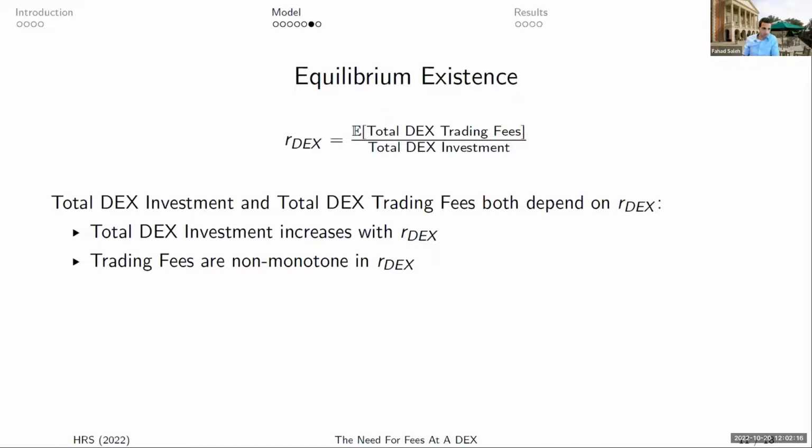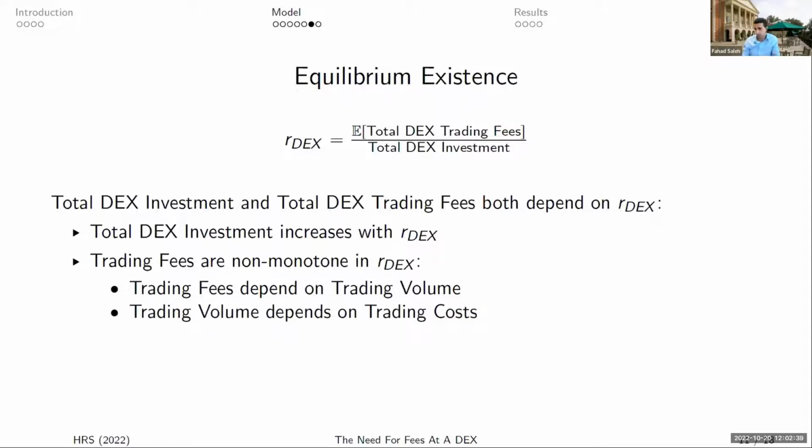The relationship for trading fees in terms of the return on investment on the DEX is a little bit more subtle. It's actually non-monotone. So let me briefly walk you through that just so that you have an understanding of how we actually solve for equilibrium here. So trading fees, of course, depend on trading volume, right? All things equal, if there's more volume, then the trading fees are going to be higher. But the trading volume is going to depend on the trading costs.